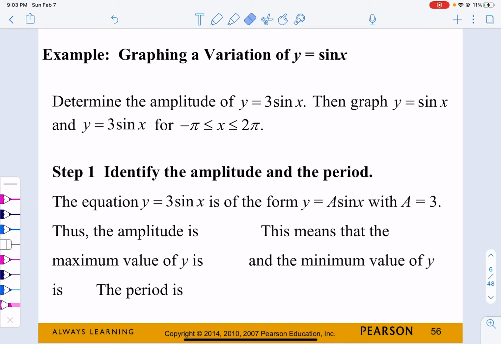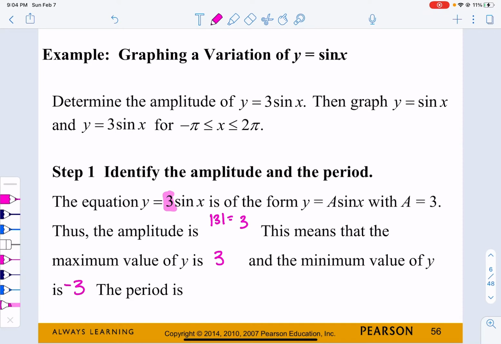Step number 1, we need to identify the amplitude. The amplitude is the number that is being multiplied with our sine function. So in y equals 3 sine of x, we look at that number 3. So we have a equals 3. Thus the amplitude is the absolute value of 3, which ends up just being 3. So our amplitude is 3, because remember we had to take that absolute value. This means that the maximum value of y is 3 above the x-axis, which is 3. And the minimum value of y is 3 below the x-axis, which is negative 3.